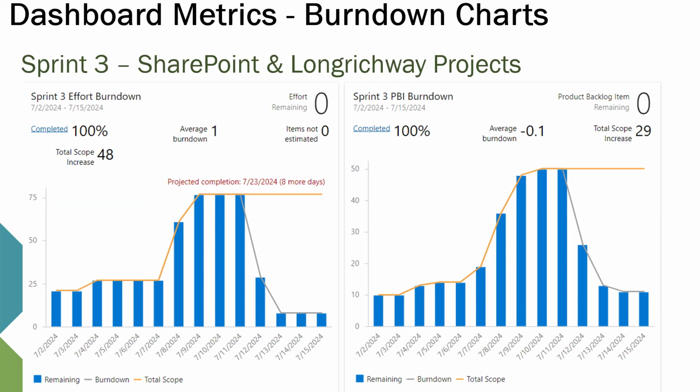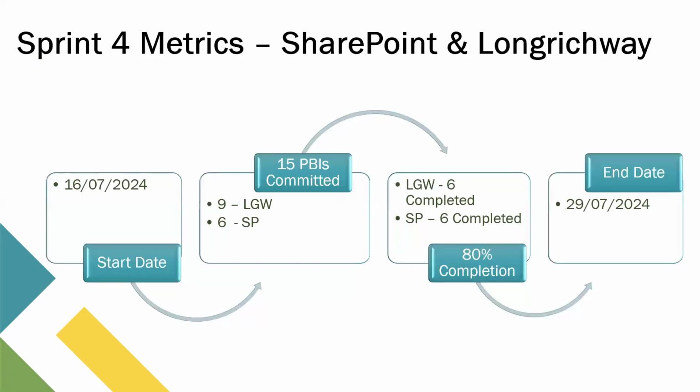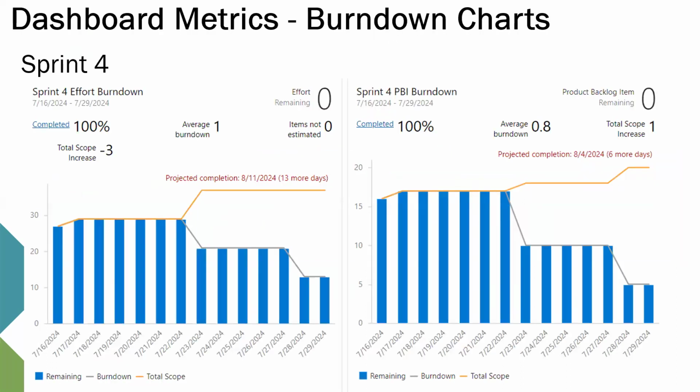Well, it was a negative too, because we're still trying to adjust to the new project. Then this is sprint 4. We were only able to commit 15 PBIs, 80% completion. This is our metrics, and here we have the average burn down.